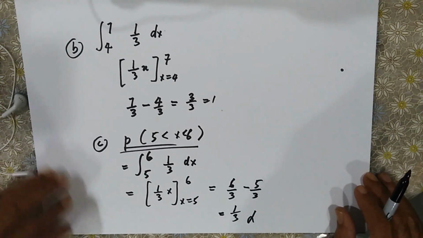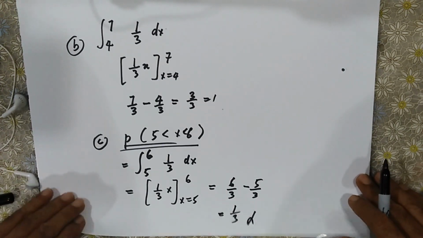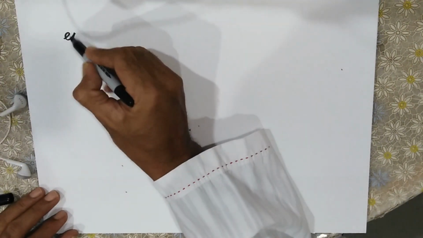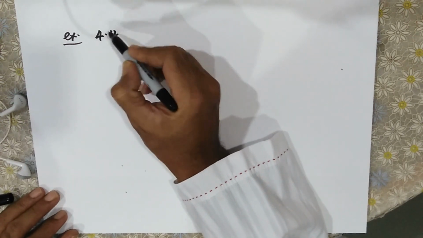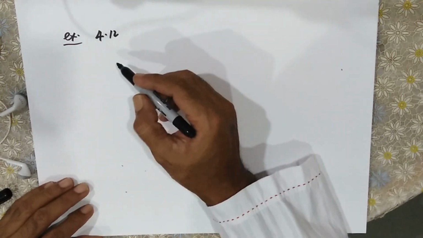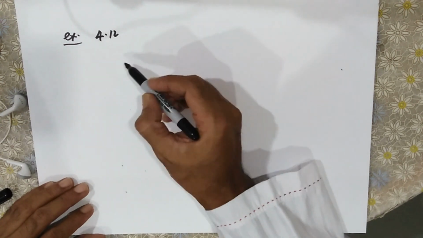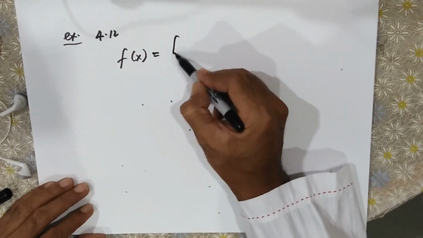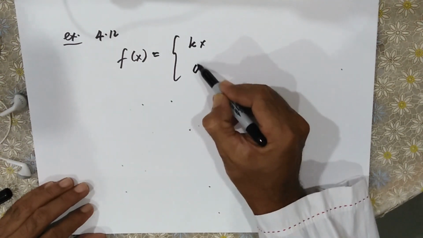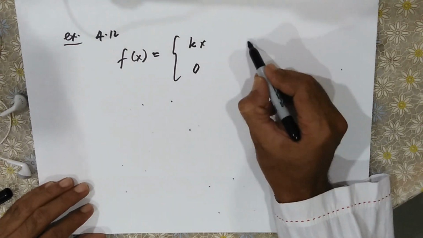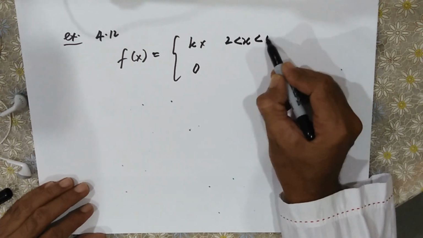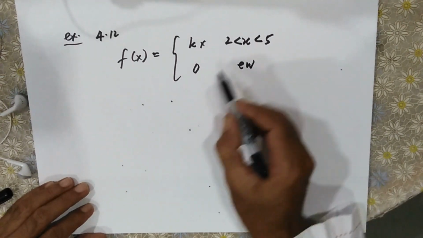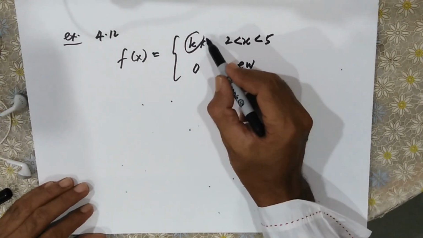Now, the other part is example 4.12, in the same book here. I want to find the k value. Let's say my function here is f(x), given that f(x) is equal to kx for x in between 2 and 5, 0 elsewhere. I want to find k.